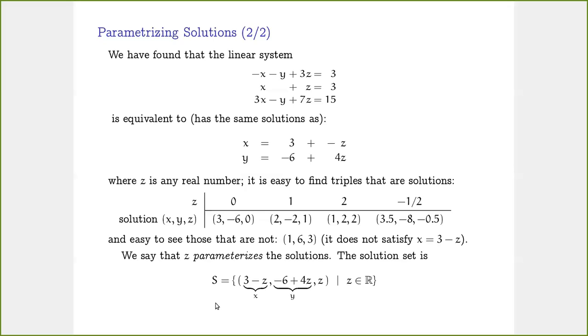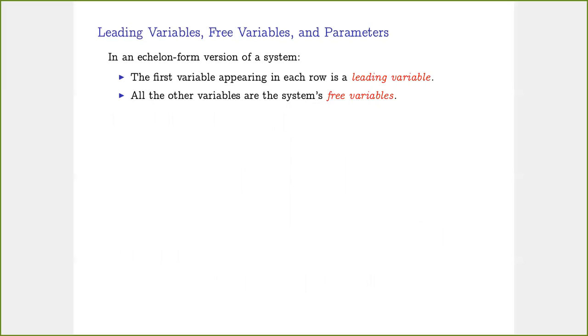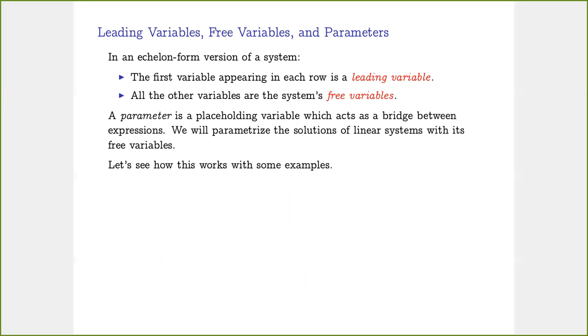Since this is going to be an example of the general form, we're going to introduce some terminology, some concepts that will allow us to identify that general form. In the echelon form version of the system, the first variable appearing in each row on the left is a leading variable. All the other variables are the system's free variables. We'll see some examples in a second. A parameter is a placeholding variable which acts as a bridge between expressions. We will parameterize the solutions of linear systems with its free variables. Let's see how this works with some examples.